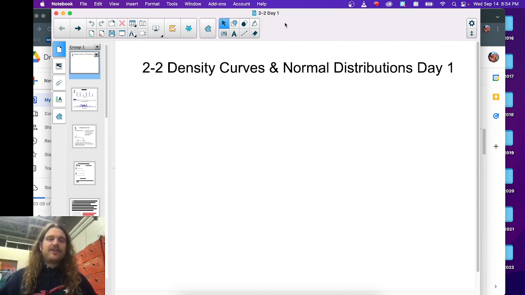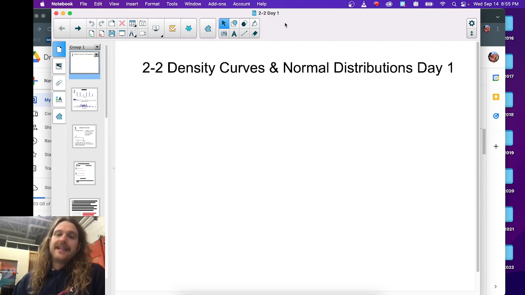Let's jump right in. This is 2-2 day one, density curves and the normal distribution. It's a big day for us. I'm really excited, and it's been a long day for me. So let's go ahead and jump in.